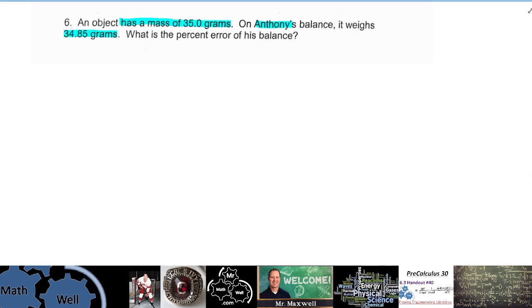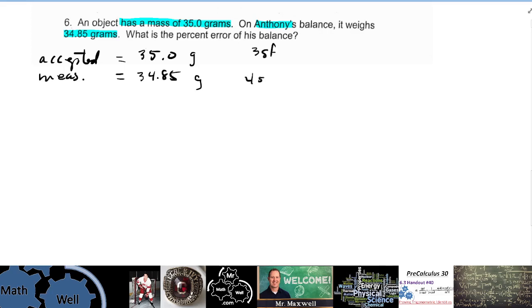So which one of these do you think would be the accepted value? Yeah, not the one that Anthony measures or that he weighs out, but it has a mass of 35. It's known to have a mass of 35.0 grams. So that would be your accepted. The measured would be Anthony's measurement here, which is 34.85 grams. 3 sig figs, 4 sig figs. Answer is going to have 3 sig figs. So we'll just make a little note of that.